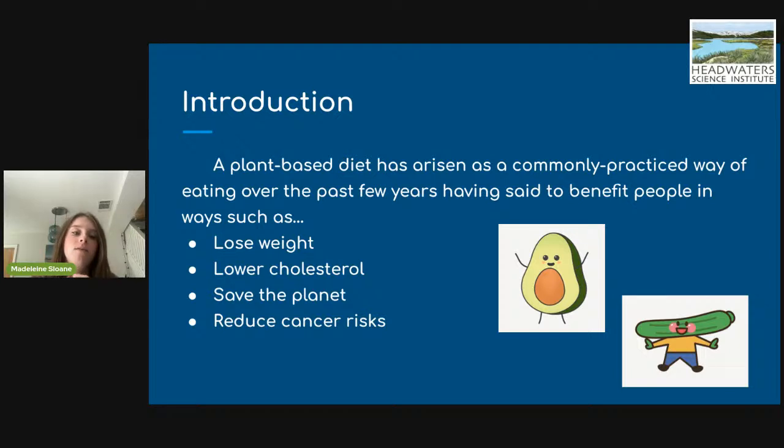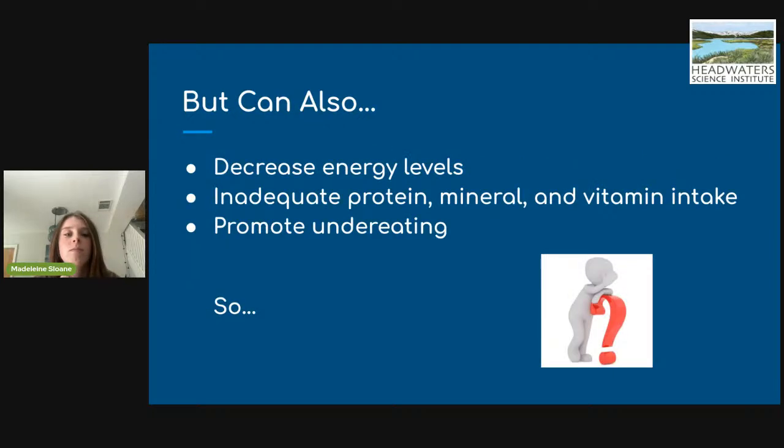Some people have said it reduces cancer risks, but there are also cons: it can decrease energy levels, and you're getting really inadequate protein, mineral, and vitamin intake, which is so important, especially since as teens we're all still growing. It also slightly promotes undereating because you're not getting all the protein, and you're not able to eat as much and as wide a variety of food.